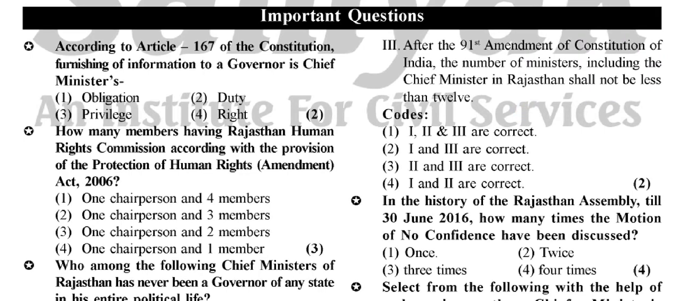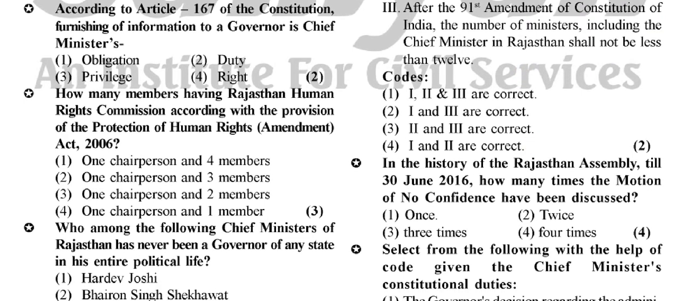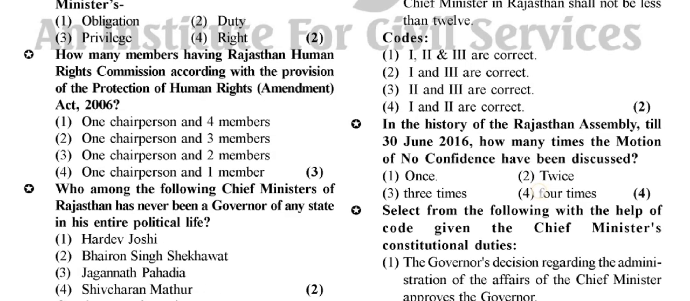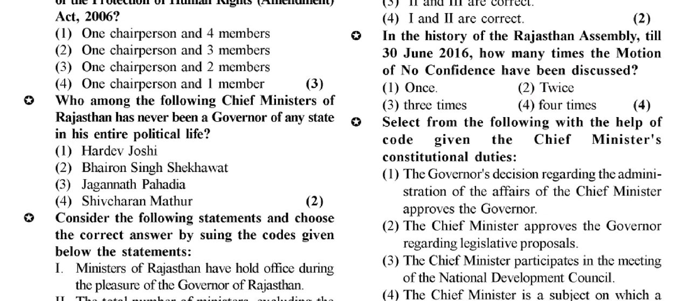Important question. According to Article 167 of the Constitution, furnishing of information to the Governor is the Chief Minister's duty. How many members does Rajasthan's Human Rights Commission have according to the provisions of the Protection of Human Rights Act 2006? 1 chairperson and 2 members. Who among the following Chief Ministers of Rajasthan has never been a governor of any state in his entire political life? Bhairon Singh Shekhawat.